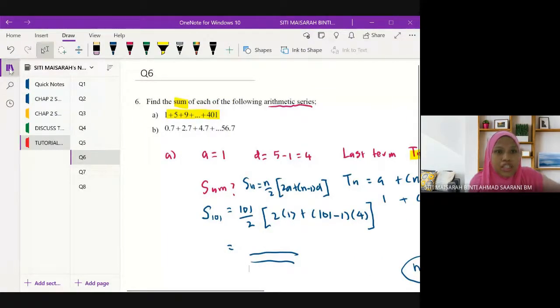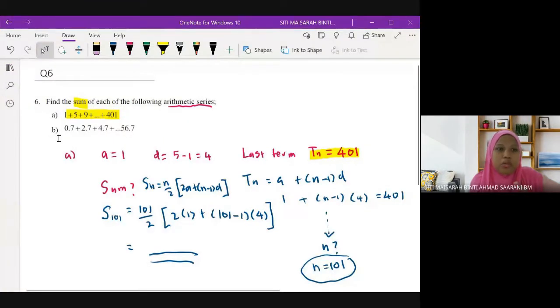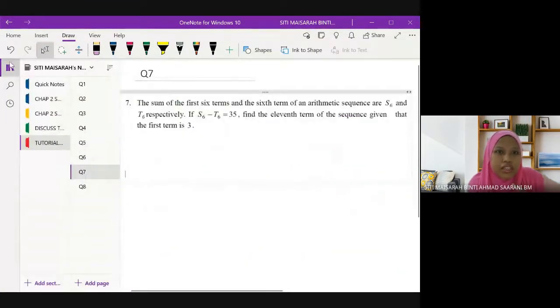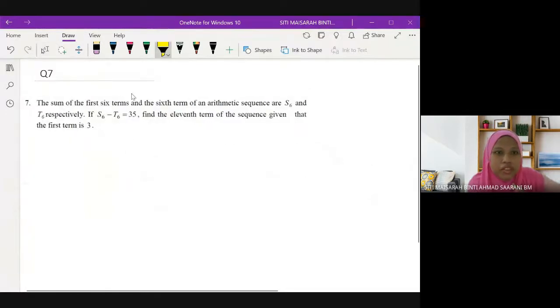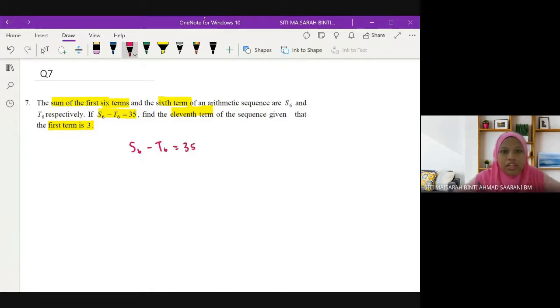Untuk soalan question 6 macam ni B dia tinggal untuk awak cuba. And then for question 7, sum of the first 6 term is S6, 6th term is T6. If S6 minus T6 equals to 35, find the 11th term of the sequence given the first term is 3. Okay, dia dah bagi kat sini maklumat dia. S6 tolak T6 sama dengan 35. A dia is 3. Soalan dia T11.